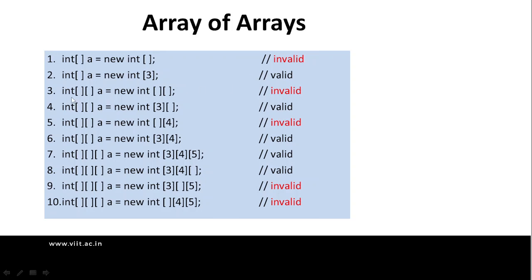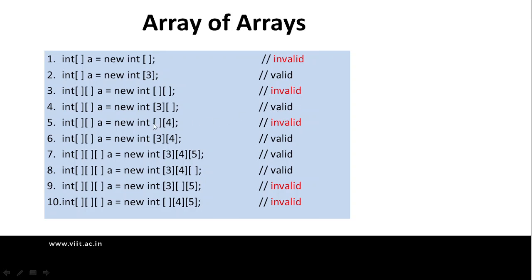Then integer double array a equal to new integer, with double brackets meaning array of arrays. Again it is invalid because you are not mentioning the size of this double array here. The fourth statement is a double array a with size of 3, so this is a valid statement.